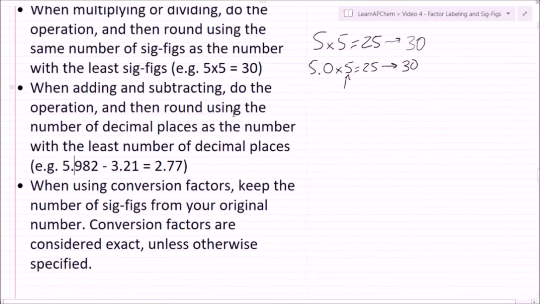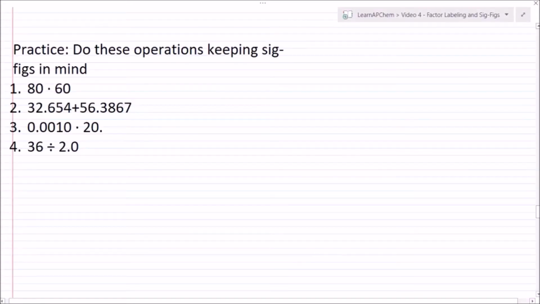When we're using conversion factors, keep the number of sig figs from your original number. Conversion factors are considered exact unless otherwise specified, so they would have an infinite amount of sig figs if you want to think about it that way. Alright, let's do a quick practice problem, so pause the video, unpause when you're ready.